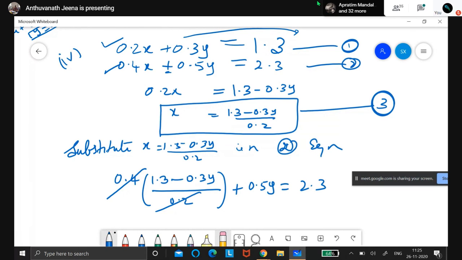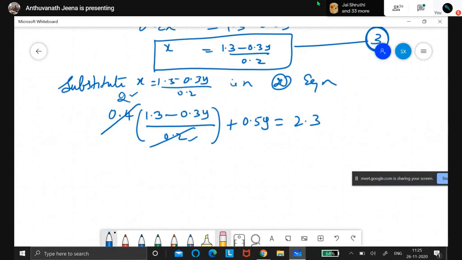That mistake you should not make. 2 into 0.2 is 0.4, not 0.2. 0.2 into 0.2 will become 0.04, which will be wrong. So when you are cancelling, be careful. If you have a doubt, go to the rough column, multiply and see. Multiply this 2 and 0.2, and see that you get 0.4. That is a conceptual error, please don't do that. Next, multiply 2 into 1.3. You get 2.6 minus, multiply 2 into this, 0.6y plus 0.5y is equal to 2.3.